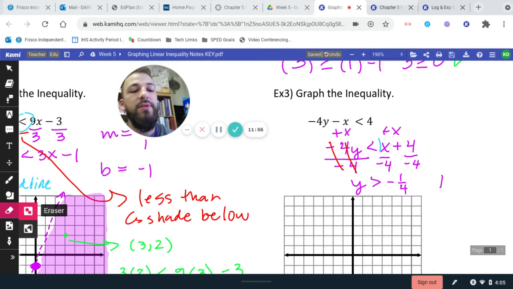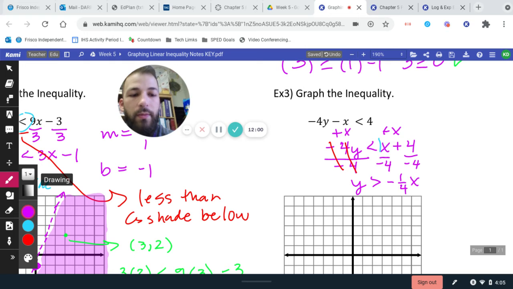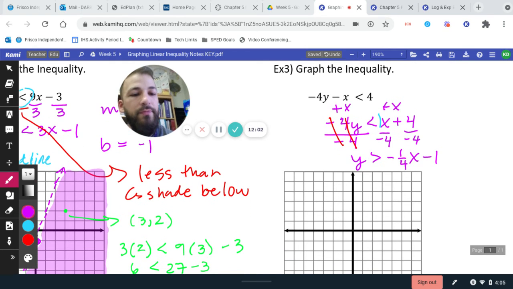We're going to write that again. All right, and there we go. Y is greater than negative 1/4 x minus 1. So I moved my x over, and I divided by negative 4, which switched my inequality. Now I can grab my slope and my y-intercept. The slope is negative 1/4.